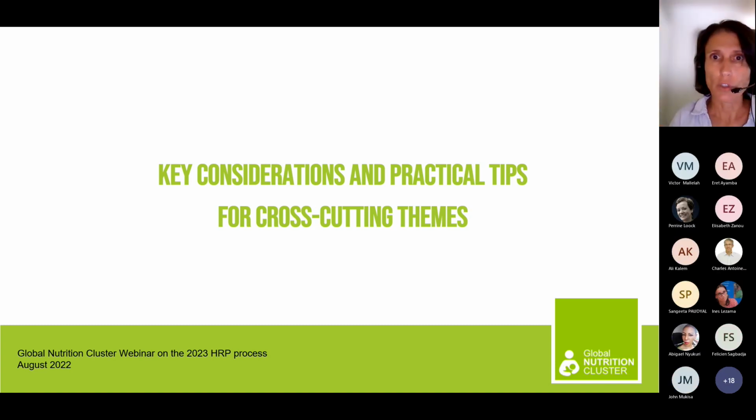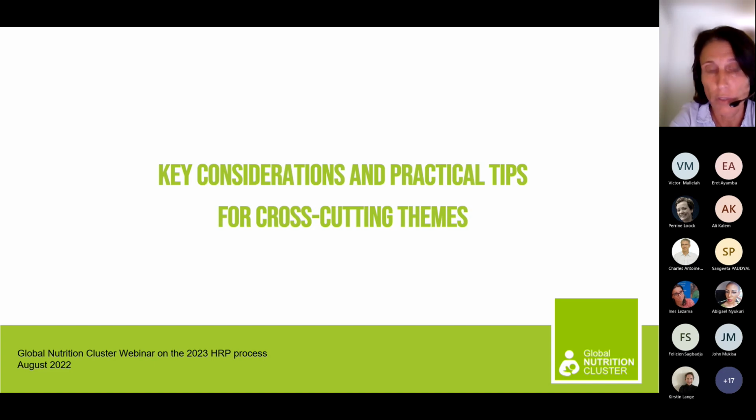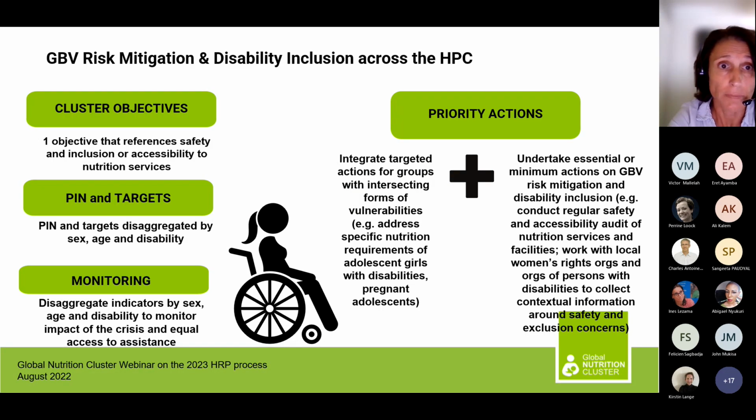So as Bryony mentioned, I will present the next part, which is on cross-cutting issues. And just as important as the first part presented by Bryony, those cross-cutting issues need to be integrated throughout the humanitarian project cycle, meaning HNO and HRP. So it's very important that they are integrated through the intersectoral and the sector-specific chapters. So that's why we thought we would dedicate quite some time to go through those themes with you today.